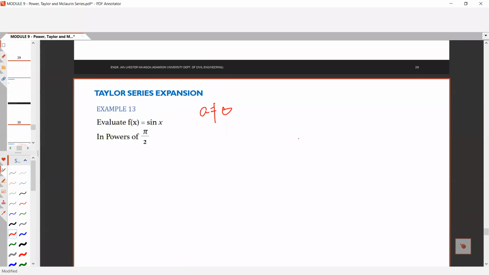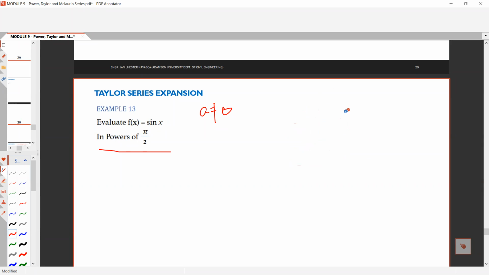Okay? So, first problem is this one. Evaluate f of x is equals to sine x in powers of pi over 2. So, dapat daw ang makita niyang powers is all terms that is pi over 2. Dapat naka-pi over 2 lahat yung x to this one. So, x minus a, dapat daw naka-pi over 2 to. So, dapat naka-pi over 2 all terms. Okay? So, yan yung ibig niyang sabihin. In powers of pi over 2.